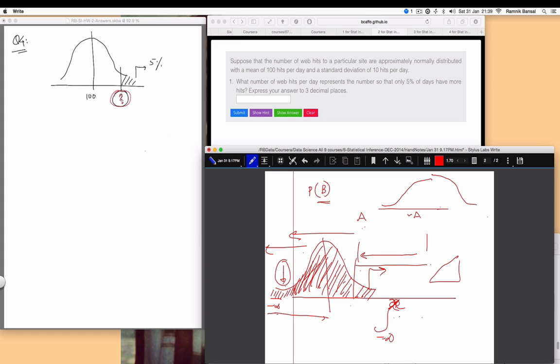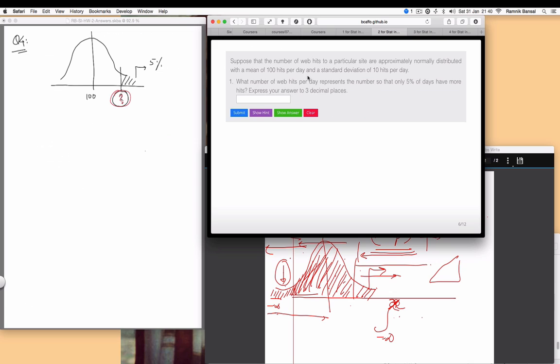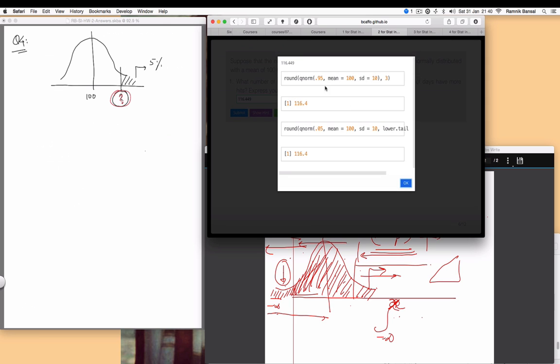What does lower dot tail mean? Mathematically, all you're saying is that instead of this, I can subtract it. I can say 1 minus that probability. That's all. Lower dot tail equal to false just means 1 minus the probability, and that is again calculated this way and not that way. So now we have this one. What were 116? He's doing the same thing, both ways. In one case he's used lower dot tail equal to true, and in the other case false.